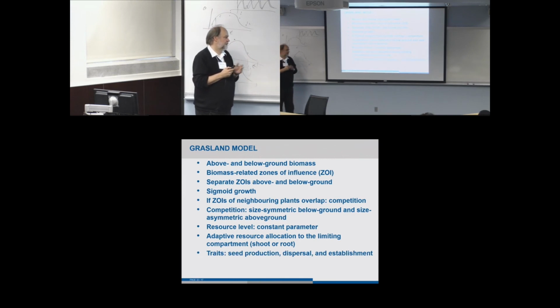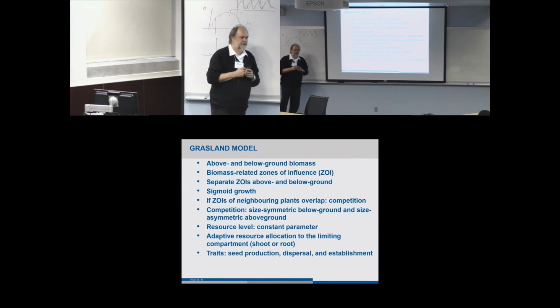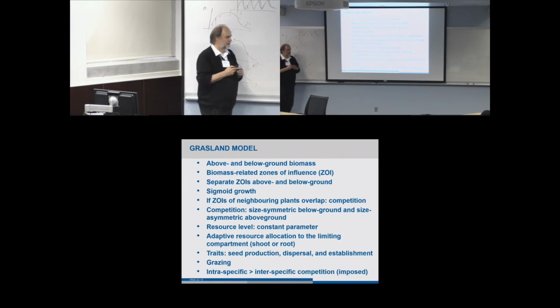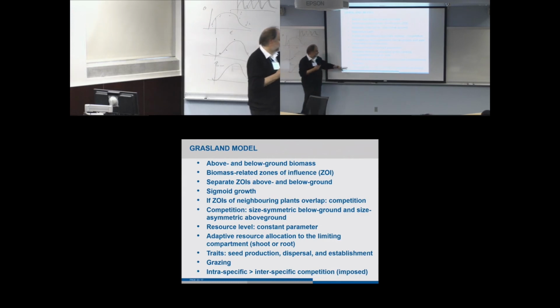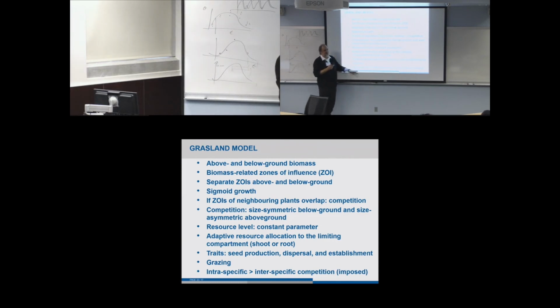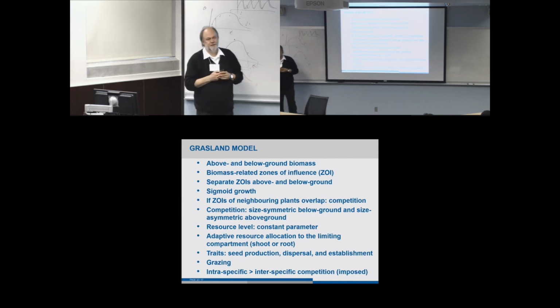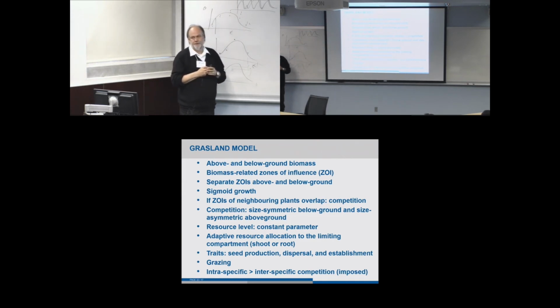Traits, for example, seed production, seed weight, dispersal distance, establishment chances of seedlings have been specified, and then we have grazing, so there's biomass taken from the plant when they are grazed. There's one imposed factor. We had to assume that intraspecific competition is stronger than interspecific competition. Otherwise, we could not reach the same levels of species richness which have been observed. So there we are hitting the boundaries of our mechanistic approaches. You just had to impose it.